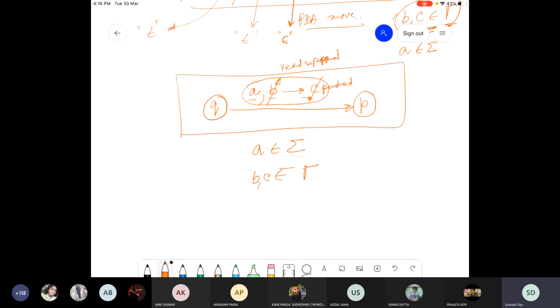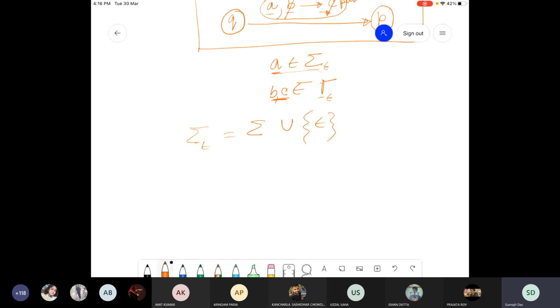So B and C are legitimate symbols that can be pushed on the stack, and A is the legitimate symbol that can be read from the input alphabet. If I want to include epsilon everywhere, other than sigma I would write sigma epsilon, and other than tau I would write tau epsilon. Now, what is sigma epsilon? Sigma epsilon is nothing but sigma union epsilon. I want to consider epsilon in my input alphabet. And what is tau epsilon? Tau epsilon is similarly nothing but tau union epsilon.